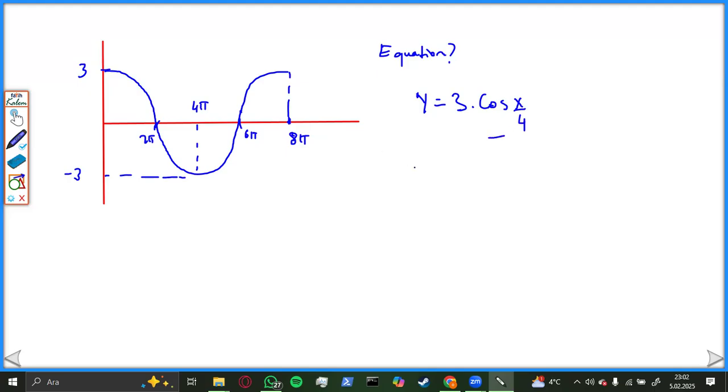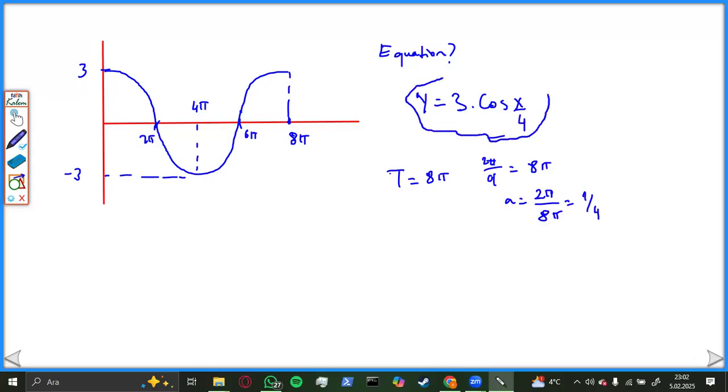No. Be careful. You see that one period here is 8 pi. So let's look at it once again. 2 pi over a is 8 pi here. So a is 2 pi over 8 pi, in other words, 1 over 4. That's why this is our final equation. Okay, good.